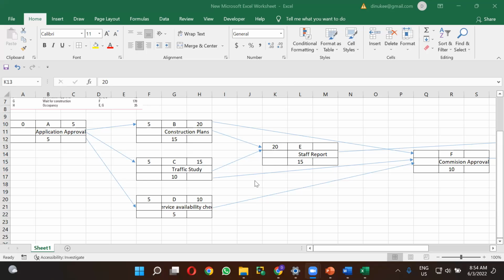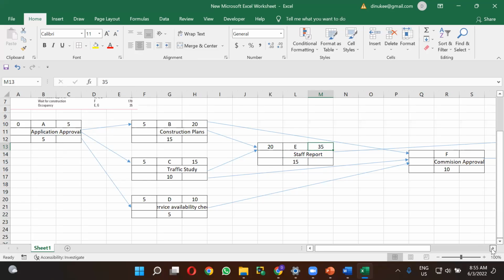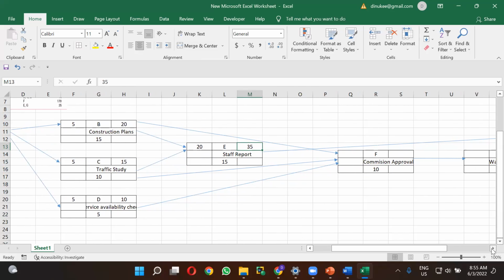Right. So for the E activity, you are having an early start of 20 now, and you can add the duration of 15. Therefore, the early finish for the E activity is 35. I am sure you are not bothered now about calculating early finish time, right? So now we can go for the F activity.